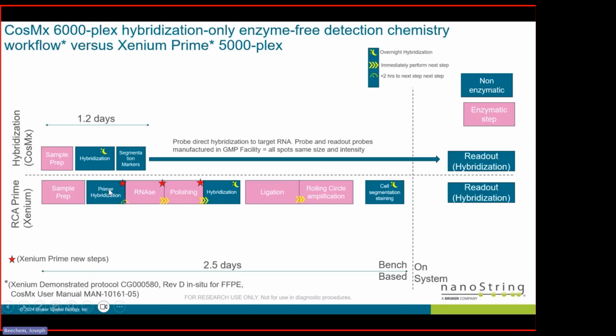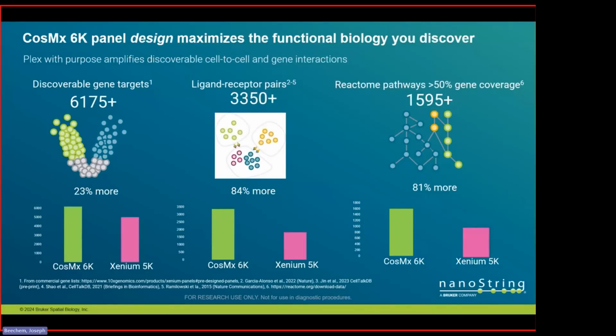Those are labeled with the little red stars. They got an extra primer hybridization step, another RNA step, a step called polishing, a brand new one that just takes into account they're trying to get to high-plex with this technology. And then those little forward-looking yellow arrows mean this is all stuff you're doing off the instrument with your own hands. Those are steps that have to be done really timing critical with each other. So there's all these extra steps and extra timing specific steps that are added to accomplish the high-plex Xenium 5,000 plex panel. So let's look at how they compare.